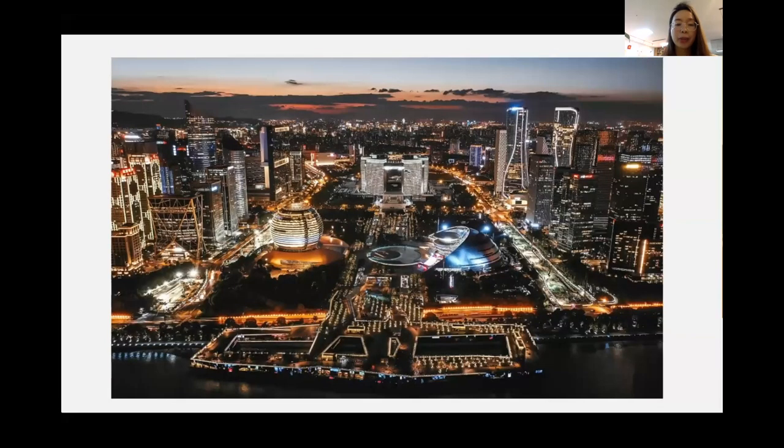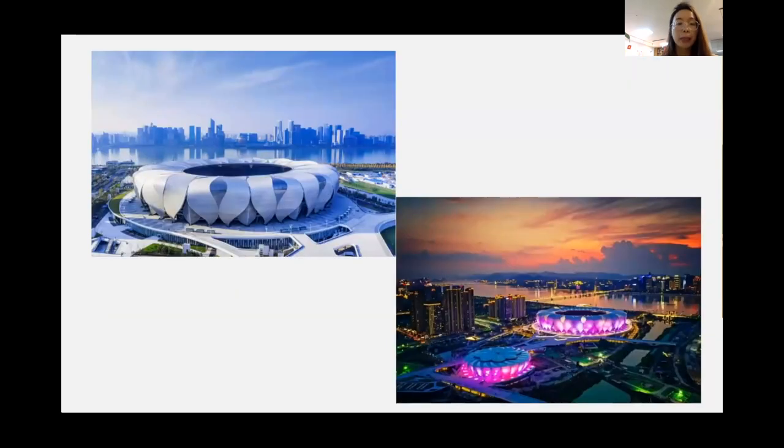And this is the modern Hangzhou. This is the downtown area of Hangzhou. Judging from the lights, we can see it is very developed and the economy is booming. This is the place where we are going to hold the Asian Games this year. Yes, Hangzhou is the host city for the 2023 Asian Games. And the lotus-shaped building will be the one holding the Asian Games.